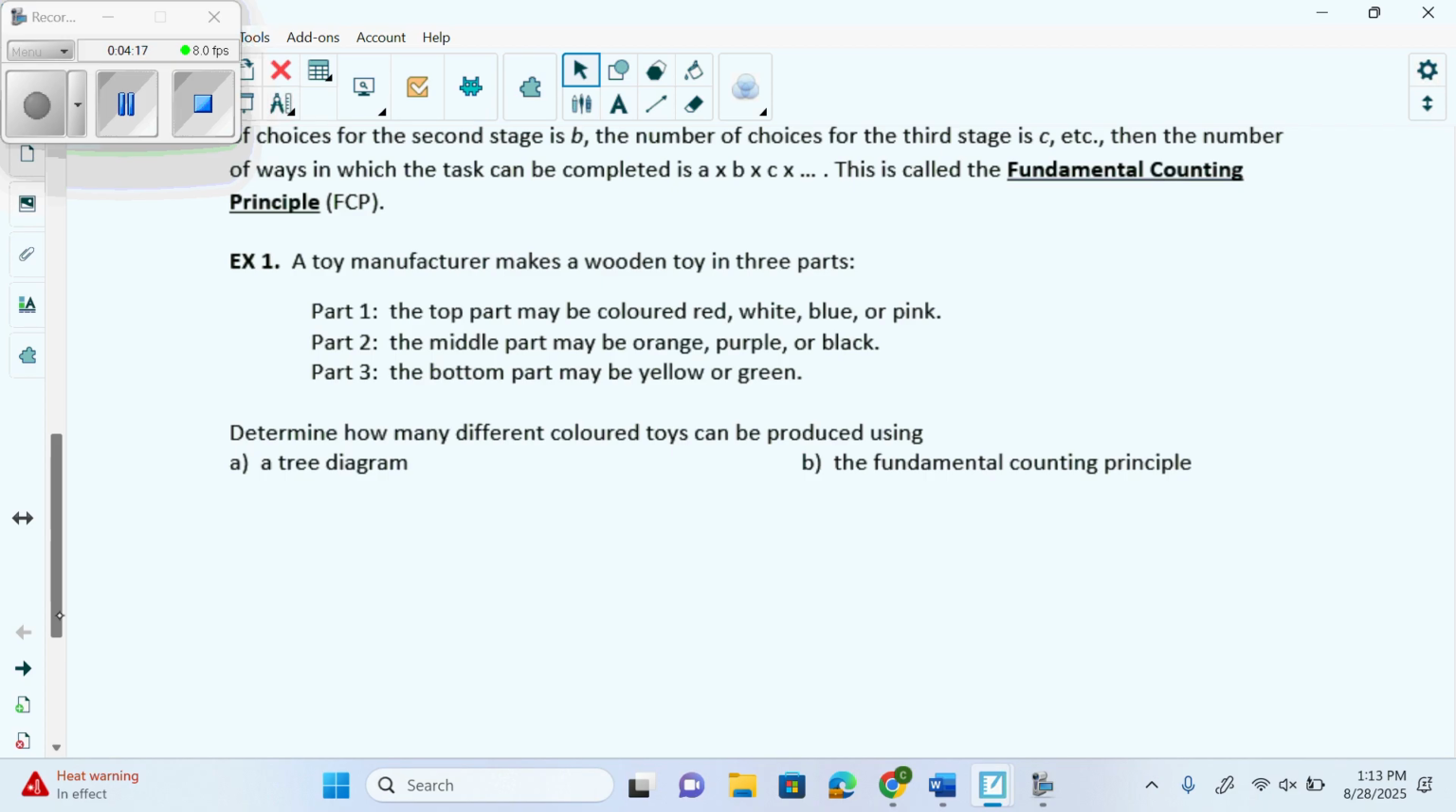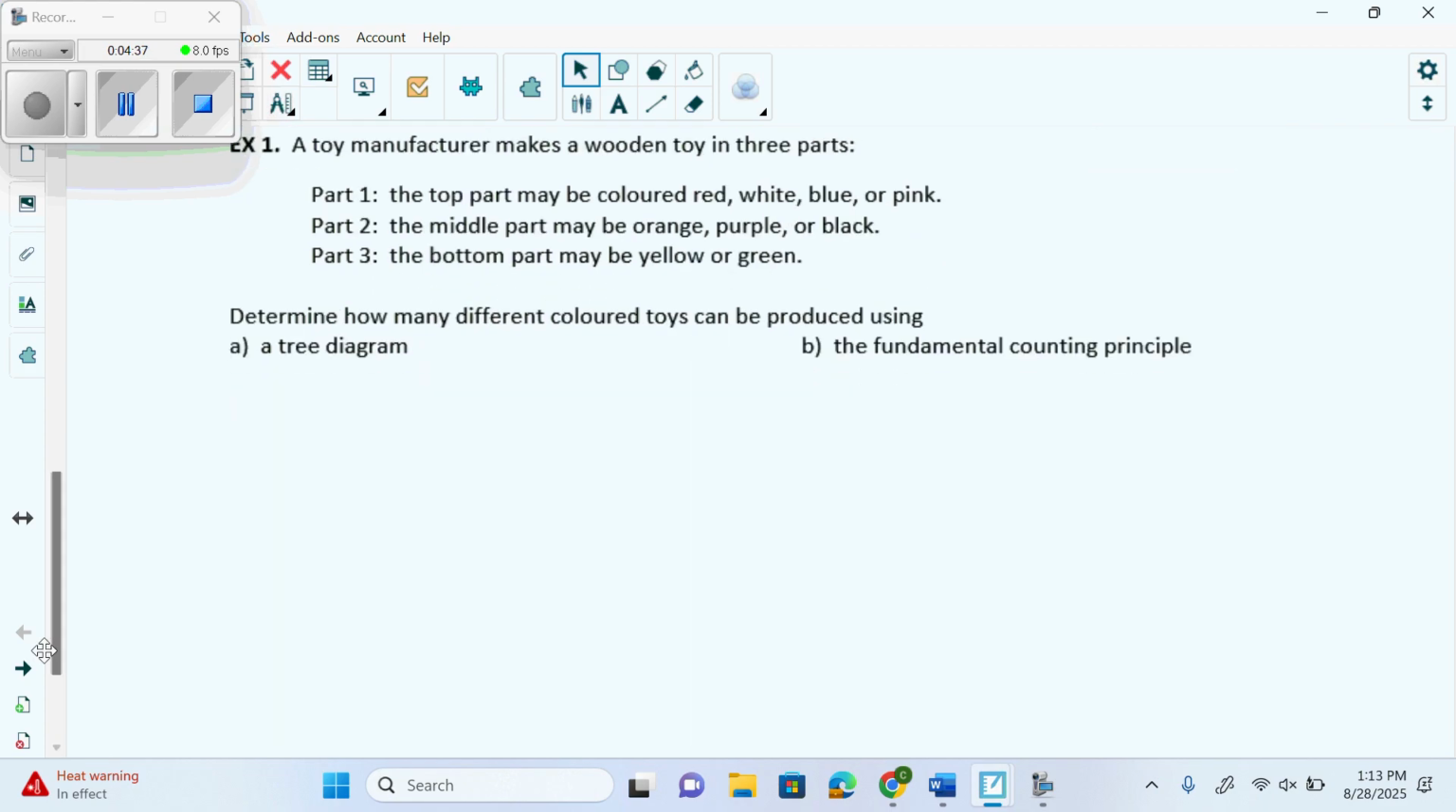Part 1. The top part of the toy, let's pretend it's a robot. You have the top, the middle, and the feet of the robot, okay? The top part can be red, white, blue, or pink. The middle part can be orange, purple, or black, and the bottom can be yellow or green. And we're going to use a tree diagram first to determine how many different colored toys can be produced.